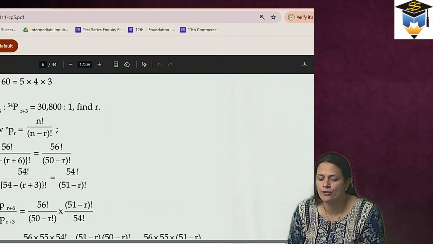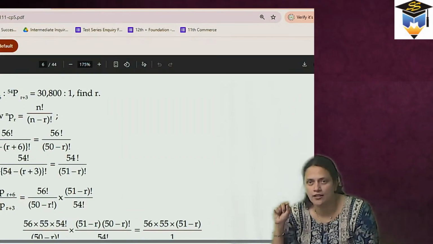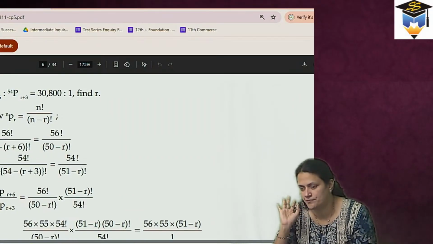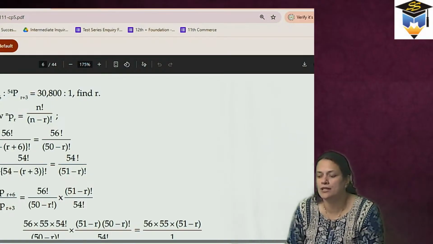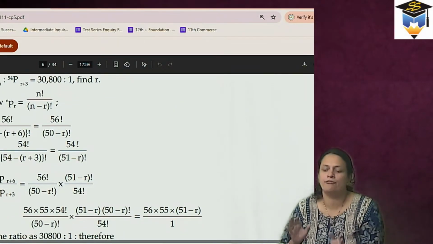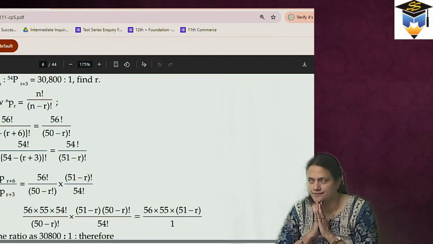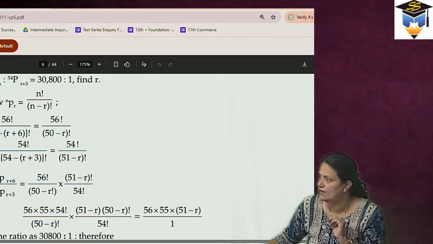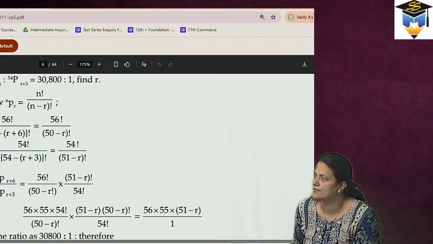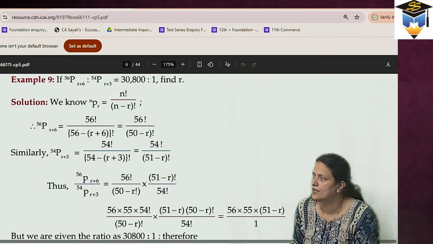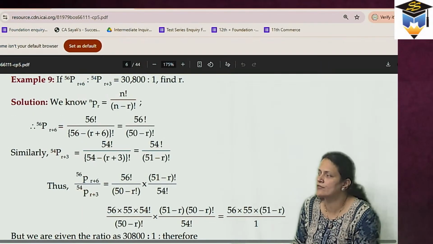Now I want all of you to write down example number 9. It is very important. Write down example number 9. It is important. If you don't get it, please ask. Write down example number 9. It is very important.